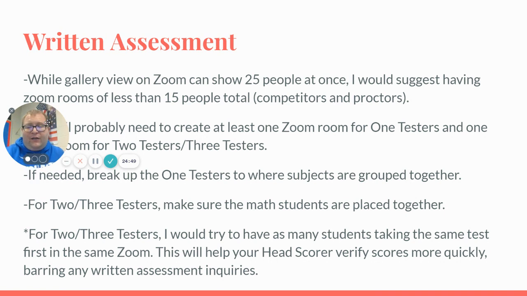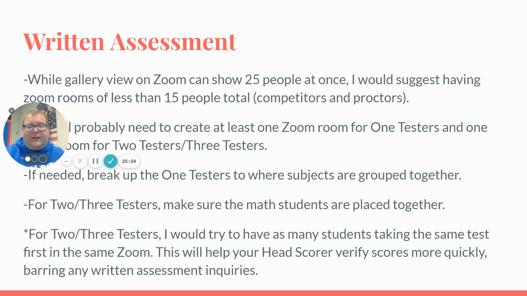If you have as many students taking the same subject at once, it helps your head scorer verify scores more quickly. So for instance, if all students, whether they are one test or two or three tests, are all taking math at once, no matter what, after that first round, all the math scores should be done. This allows your head scorer to go ahead and make sure that they received a score or a test response from all the students who are taking math.